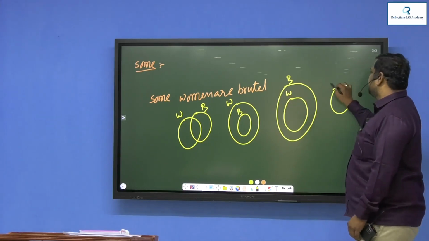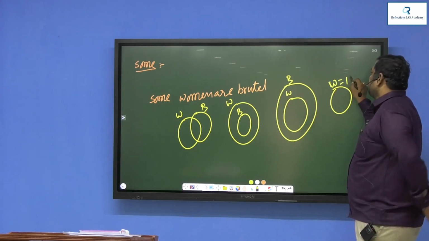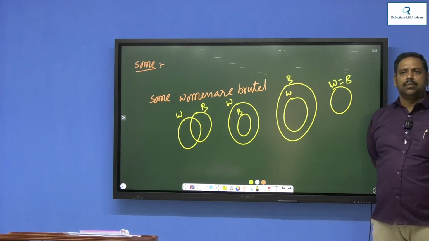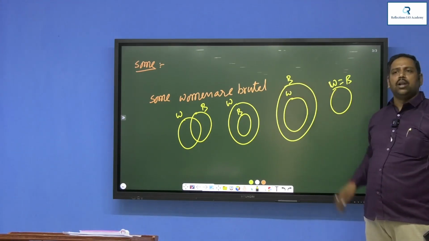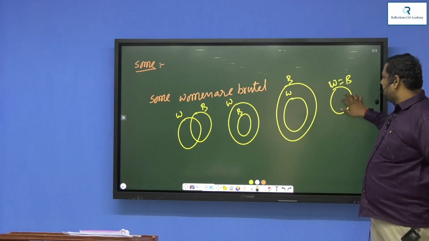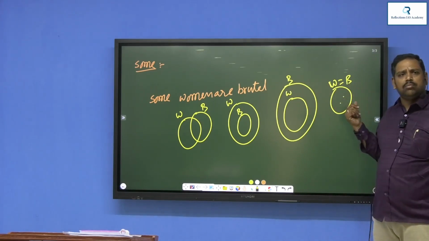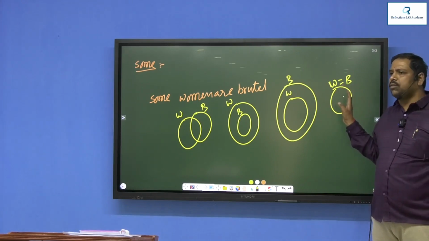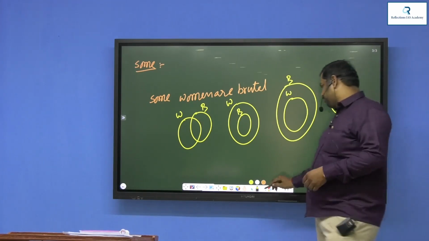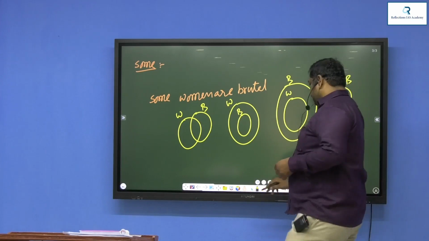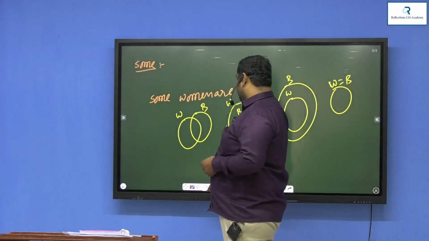The other one I'm taking is, suppose I take this one. What he said, some women are brutal. Sir, these all are the women, sir. I'm taking some women. Okay, some women are brutal. Yes or no? Yes. So that's it. This is the correct one. Okay, that is the meaning of some.